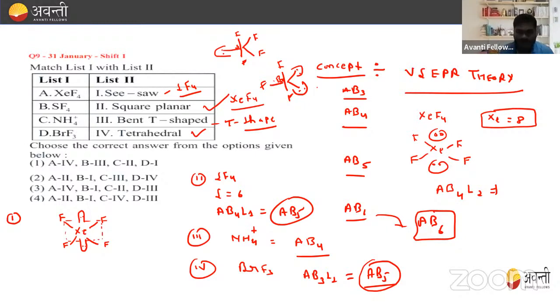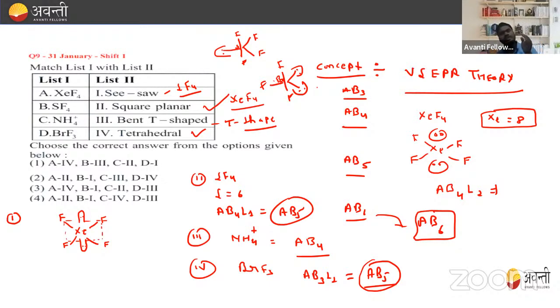If I'm talking about AB6, there are two cases which are possible. If there is no lone pair, then the shape is square bipyramidal. If one lone pair is present, then put this lone pair here and the shape is square pyramidal. And if two lone pairs are present like this, as in XeF4, then the shape becomes square planar. Okay.